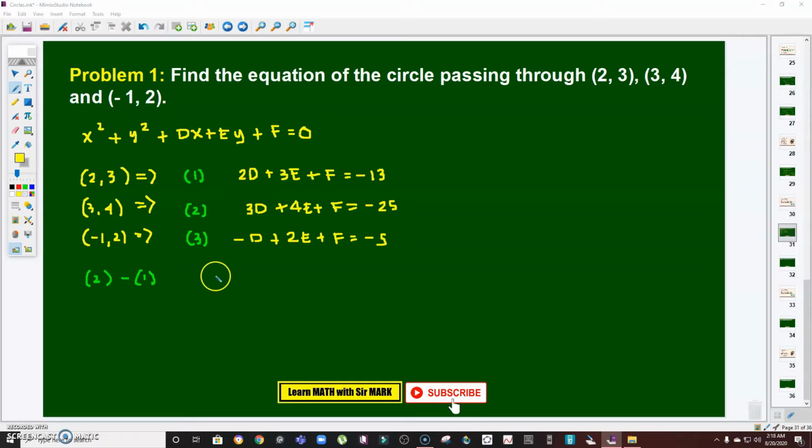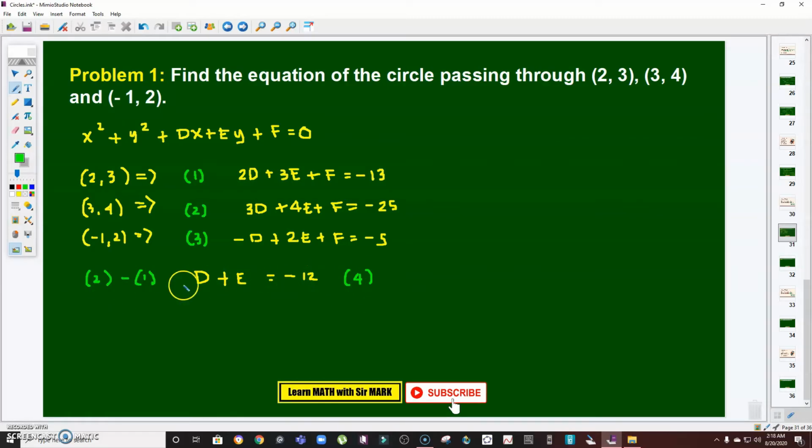So 3d minus 2d will become d. See that? 4e minus 3e, or equation 2 minus equation 1, that will become e. f minus f, of course, will just cancel, so that will be 0. Then negative 25 minus negative 13, that will be negative 12. There you go. This will be our fourth equation.